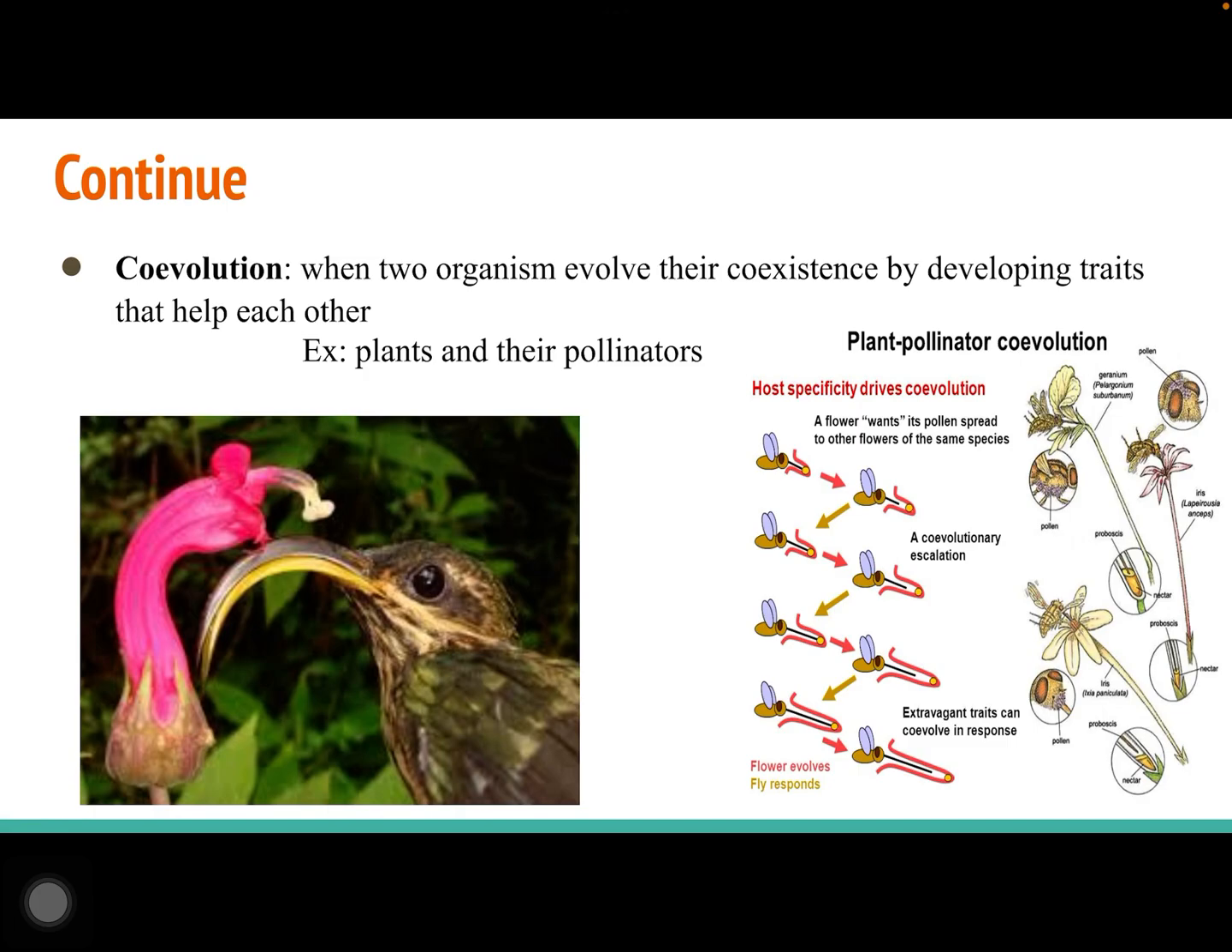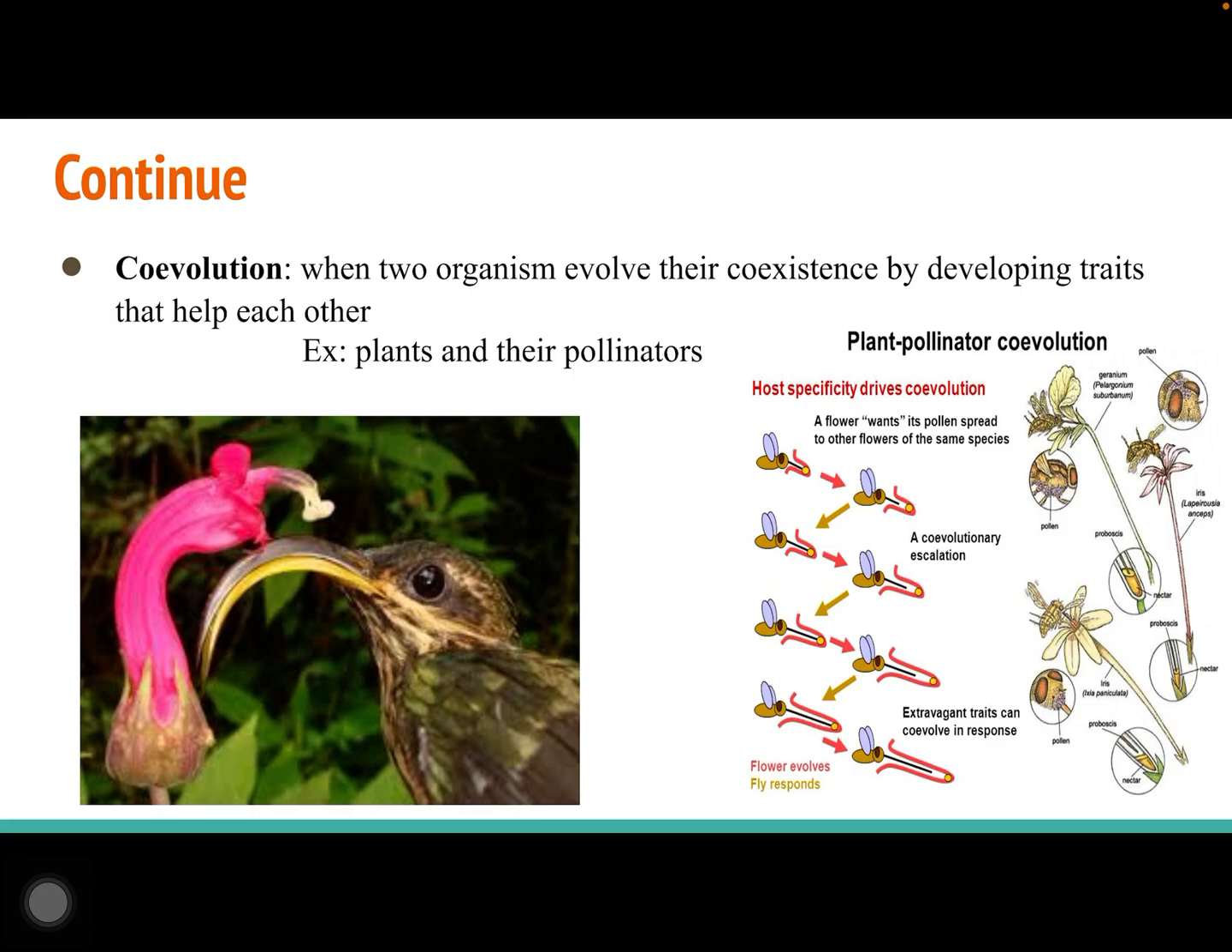We also have something called coevolution. That's when two organisms evolve their coexistence by developing traits that help each other out. So these two organisms tend to work together to be able to evolve to help each other. A lot of times, it'll be like plants and their pollinators. So for example, if we see the bird on the left with the flower, you can see its beak has evolved to be able to get down to the nectar at the bottom of the flower.